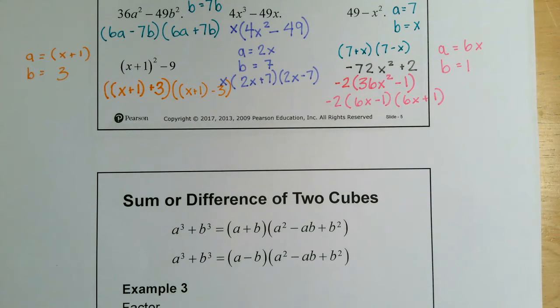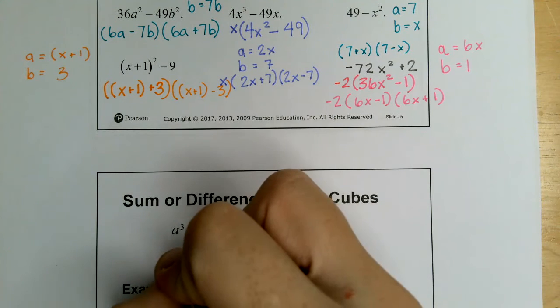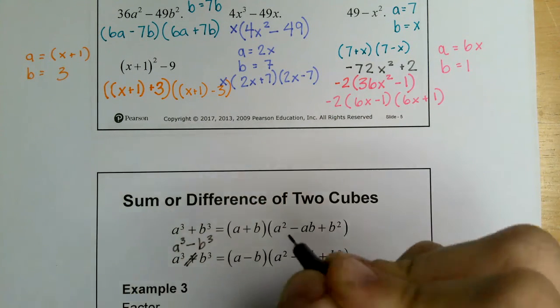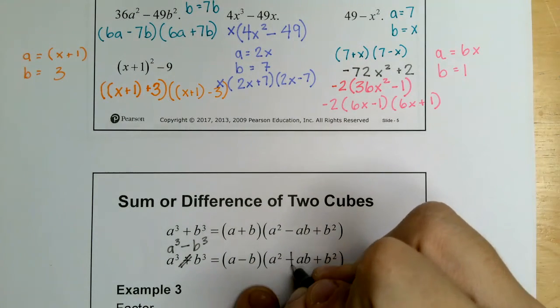Now we have the sum or the difference of two cubes. There are mistakes on this page. So please change this guy to a to the third minus b to the third. This is okay, but this should be a plus.